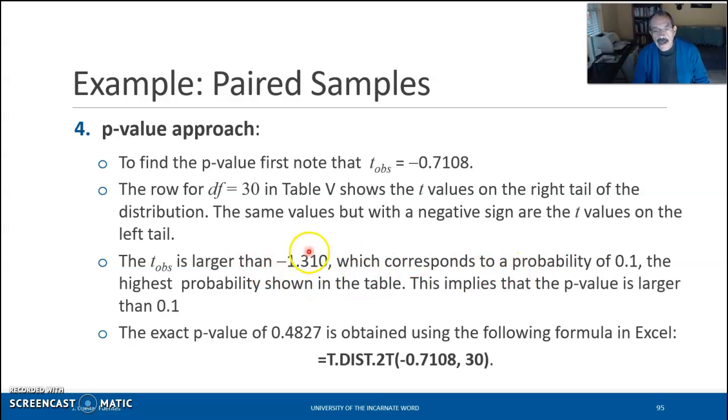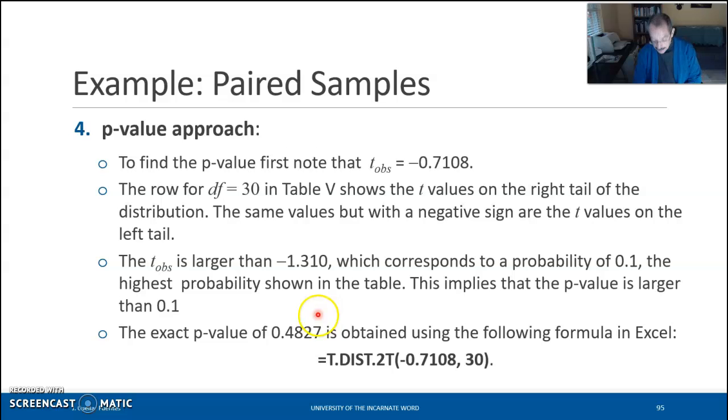And this value minus 1.31 corresponds to a probability of 0.1 on the left side of the distribution. And this implies that the p-value is larger than 0.1. If you rather calculate the exact p-value, you can use Excel. Here's the formula, and you will find that the p-value is 0.4827.